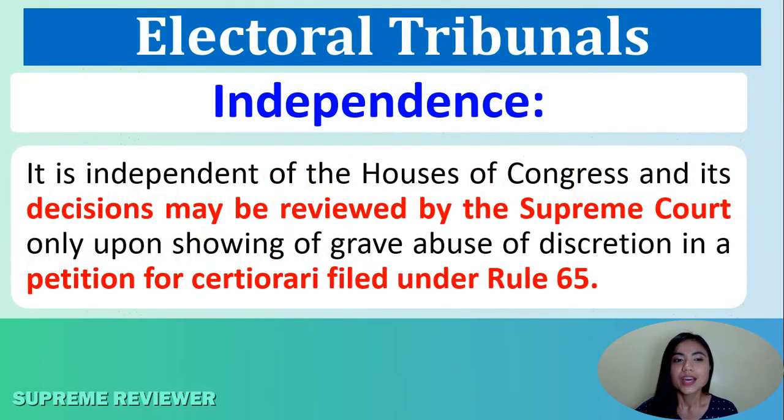Independence. The Electoral Tribunal is independent of the Houses of Congress, and its decisions may be reviewed by the Supreme Court only upon showing of grave abuse of discretion in a petition for certiorari filed under Rule 65.